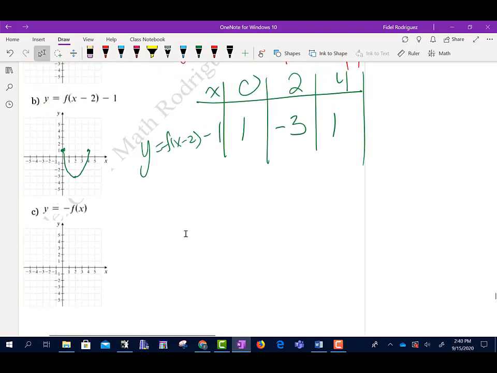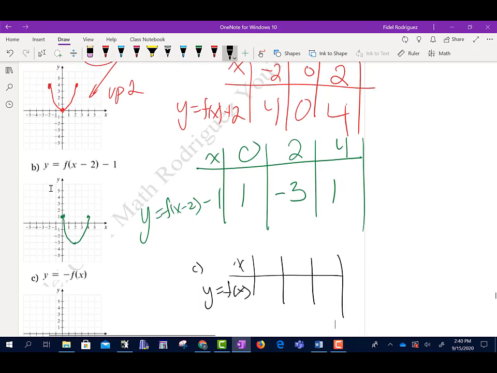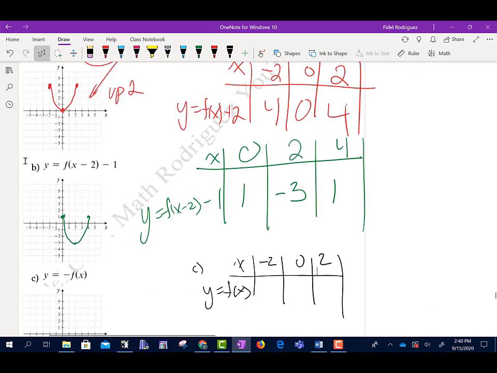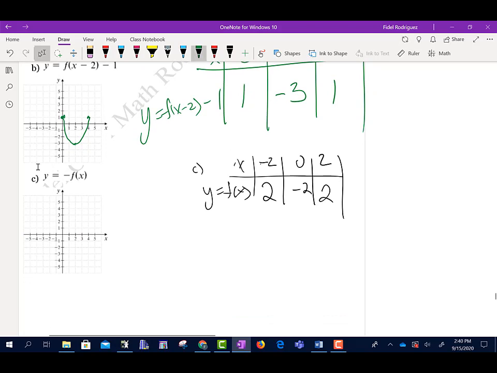All right. So now we have a part C. So let's do a part C. I'm going to copy the original table that I had earlier, just because I can't see it right now. And so what were my numbers again? Here we go. Let me just write them here. Negative 2, 0, 2, and 2, negative 2, 2. Okay. So this was my original graph.